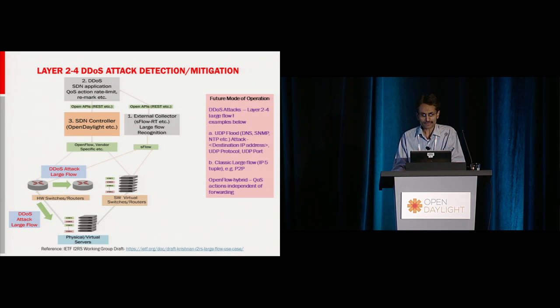And so the next step is to convey the large flow to the DDoS SDN application, which would impose the relevant QoS action, rate limit, remark, whatever, based on the policy to the large flow, and then pushes the flow to an SDN controller. It could be OpenDaylight. And then that flow gets installed as an OpenFlow rule in switches and routers, which would trap the DDoS attack, with a QoS action, which could be drop, remark, anything. So this is the life cycle of this and how all this happens in real time.